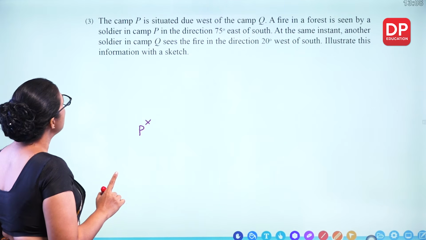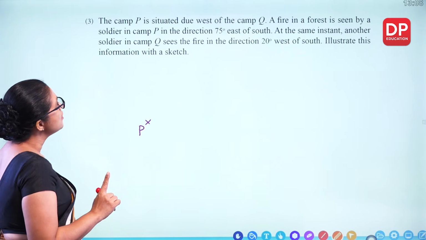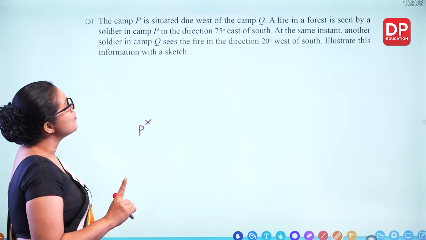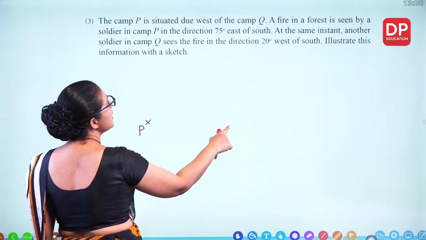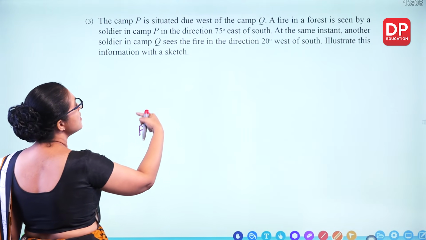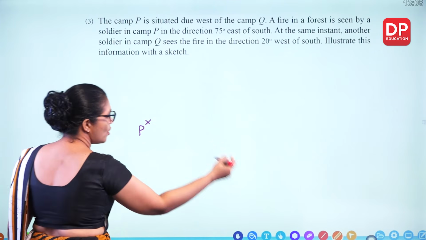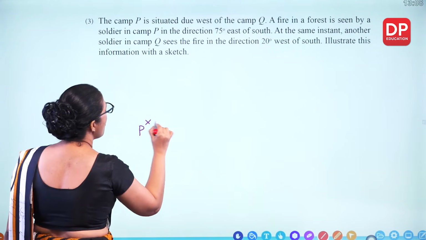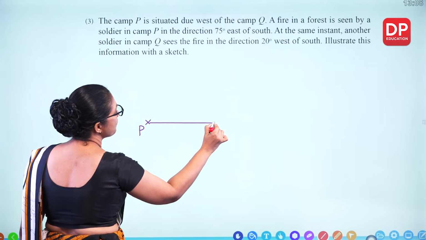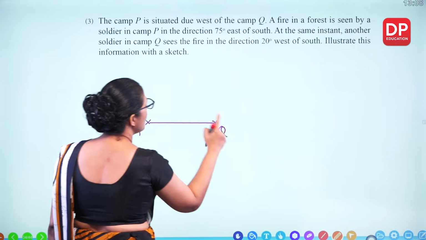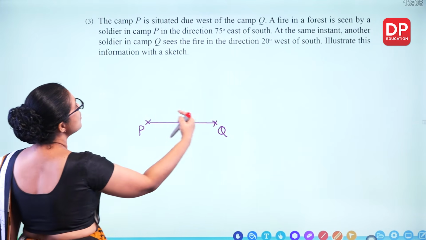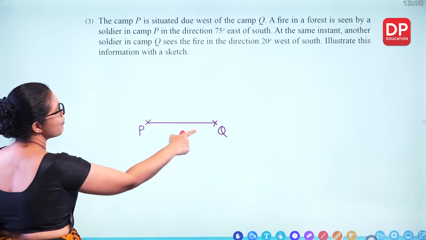So Camp P is situated due west of Camp Q. So from Camp Q, this is towards the west side. So straight away you can draw a line here, and this should be Q. So P is situated due west of Camp Q.